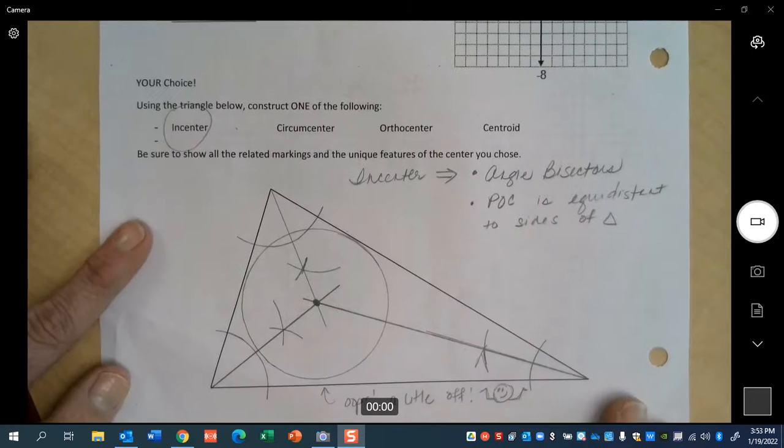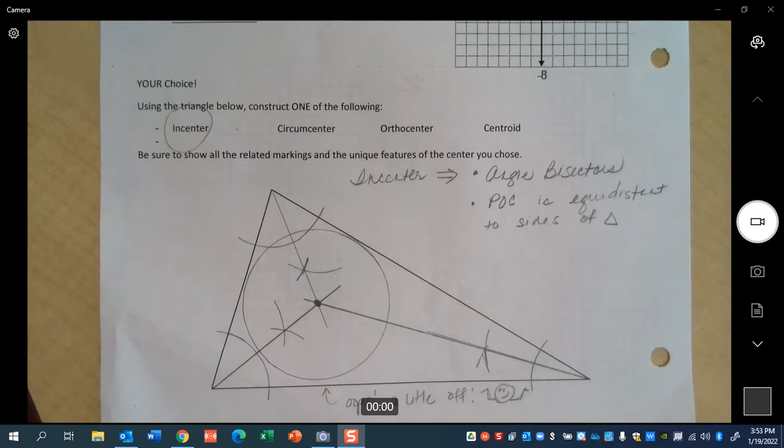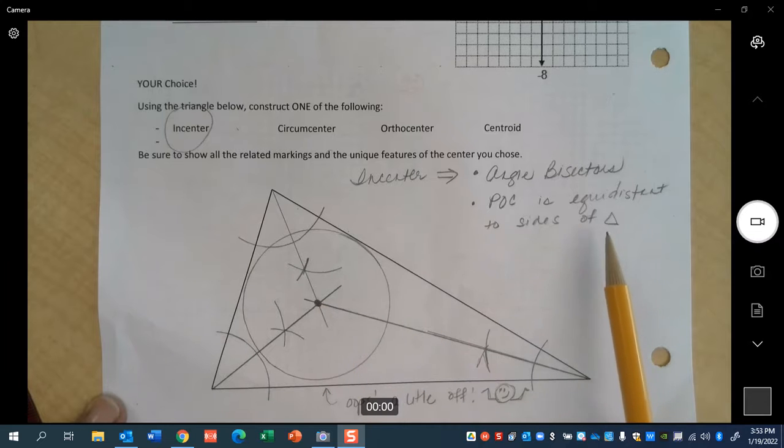All right, so if you didn't get a chance to do this in class and you need to borrow a compass, please do so now. I chose the in-center. My in-center is created from my angle bisectors. So I went ahead and used my compass to bisect each angle, and then they met at this point of concurrency. It's supposed to be equidistant to the sides of the triangle, so when I took my compass and tried to draw a circle, I was a little off here.